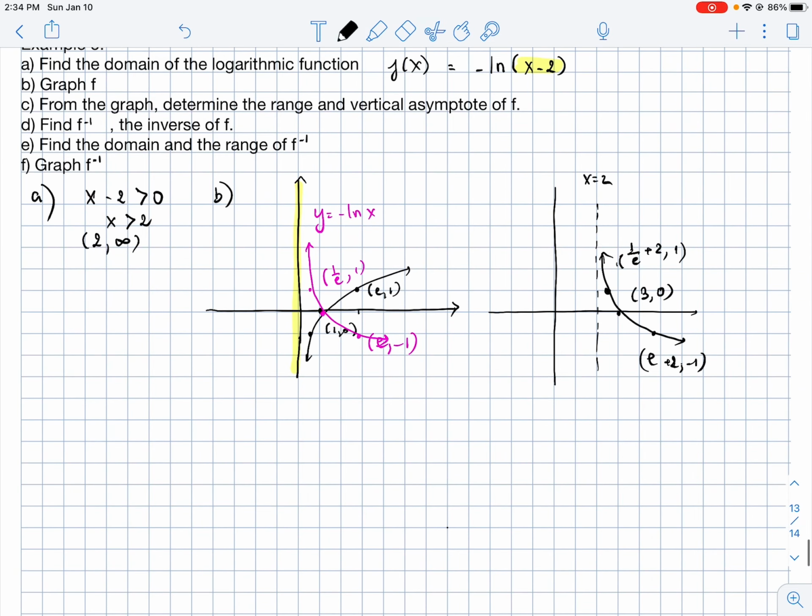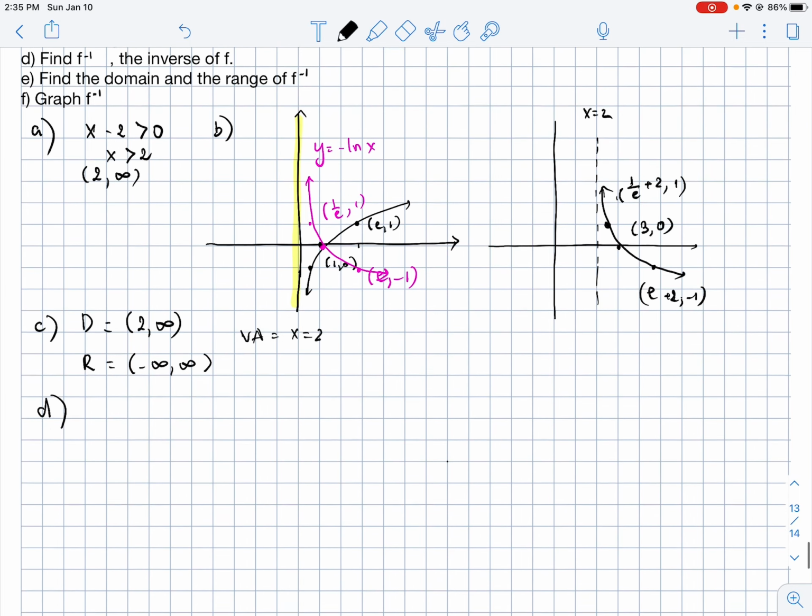In part C, we look at the graph and we determine the range and the vertical asymptote. So in part C, I want to do the domain again and the range again. The domain we already found in part A is 2, infinity. And from the graph, we can see that the range is from negative infinity to positive infinity. The vertical asymptote is x equal to 2.